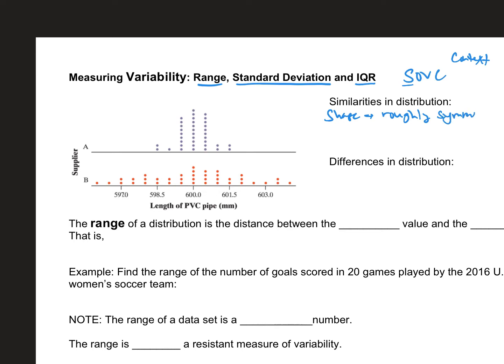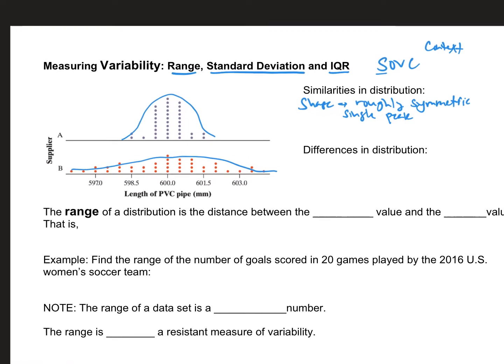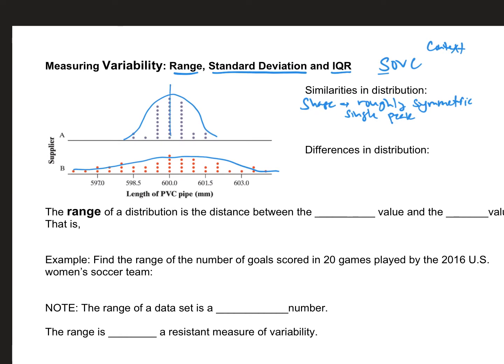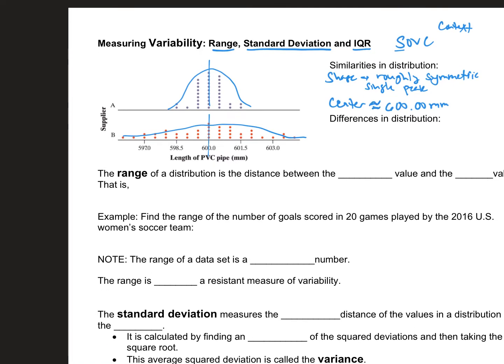Roughly symmetric and single peak. The first one has a larger peak, of course. The second one kind of has a peak like that, but it has a peak. Another thing that I would say would be is that they share the same center. Okay, so their center looks to be about 600 millimeters. And I kind of do like a little squiggly because I don't know exactly what it is. And I could put it in my calculator and figure it out, but I'm not going to.